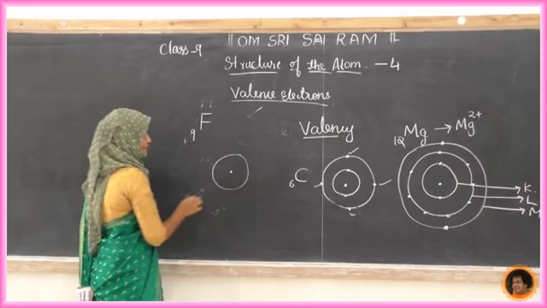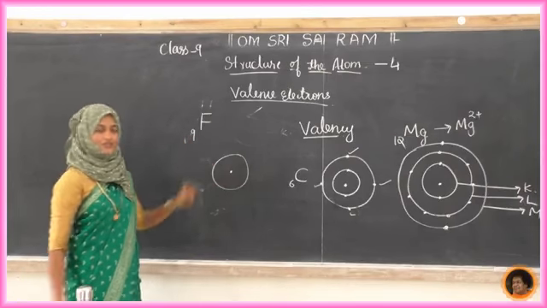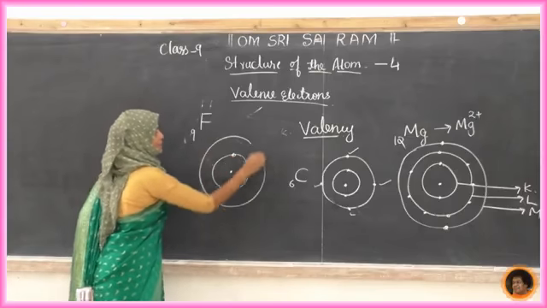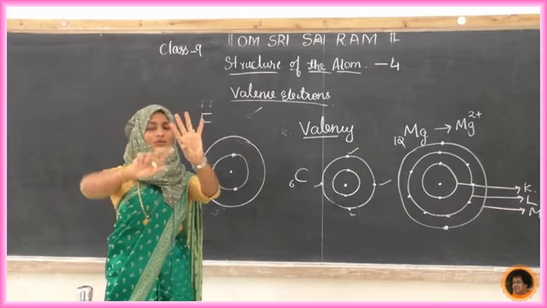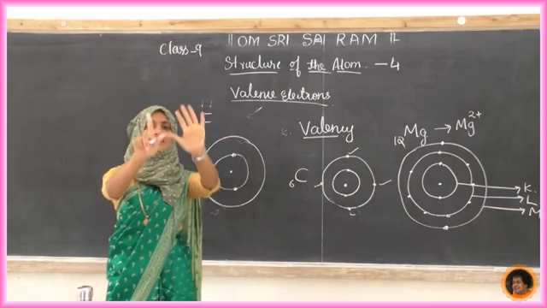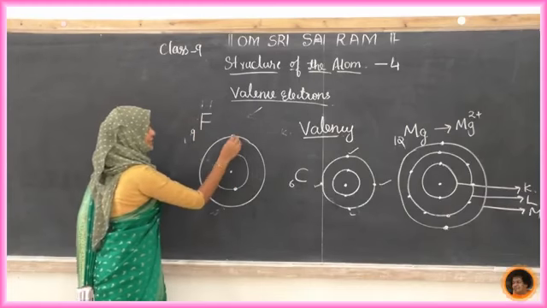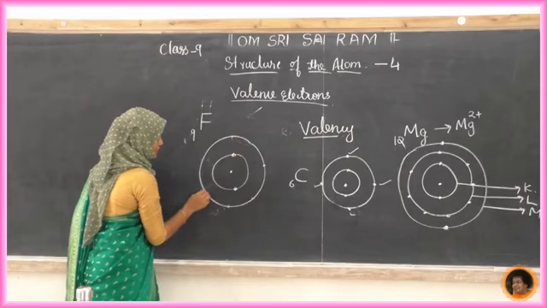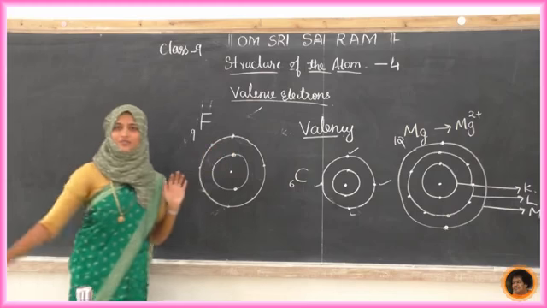Look here. See the center nucleus, 9. So the K shell has 2 electrons. In the next shell, out of 9, 2 are removed. Now 2 we gave to the first shell, so 7 is remaining. So you have to write 7 electrons. 1, 2, 3, 4, 5, 6 and 7 electrons.